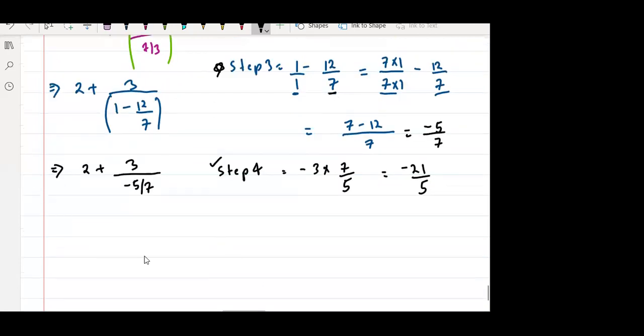So step 5, here we go. So it will become what? 2 minus 21 by 5. So step 5. Everyone, please focus on step 5. Sir, it is 2 by 1. Those who didn't get step 1 or step 3, please focus on step 5, because it is same. So 2 minus what? 21 by 5. Here denominator is 1 over here, here denominator is 5. What is the LCM of 1 and 5? Tell me.